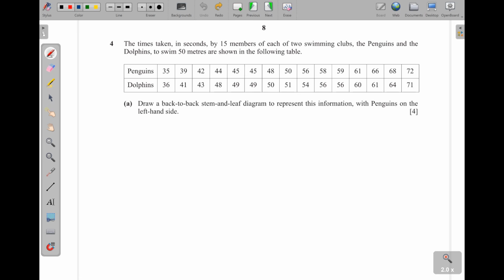And then they are telling us to draw a back-to-back stem and leaf diagram to represent this information with penguins on the left side. So if you put the penguins on the right side, you will be crossed.